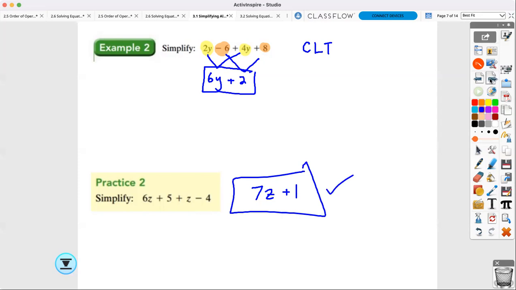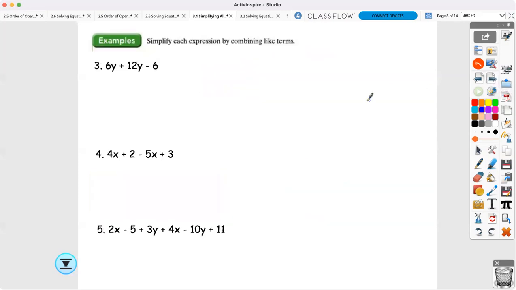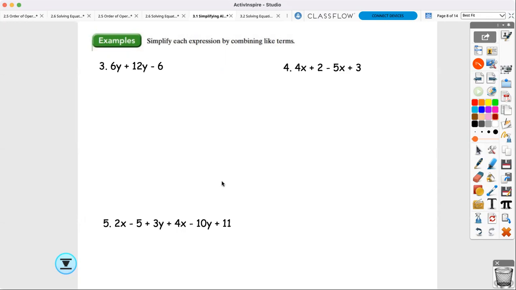Okay, let's move on. So example 3, there's 3 different examples. So there's example 3, 4, and 5. I'm gonna go ahead and give you guys 2 minutes to copy the instructions, and then 3 down, skip a couple lines, 4, or you can do it in the columns like this. Do 3 and 4 right here, and then I'll do 5 right here.